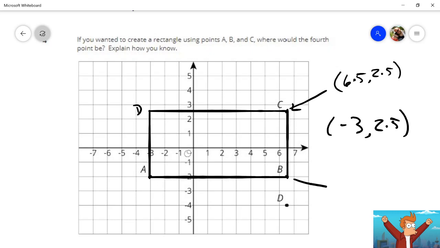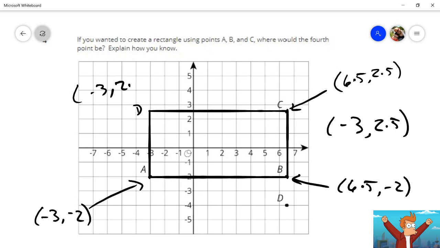Okay, D was 6.5, -2. A was -3 and -2. So then good old D is -3 and 2.5.